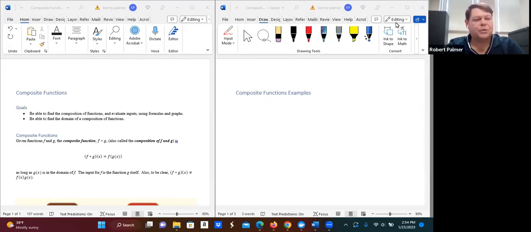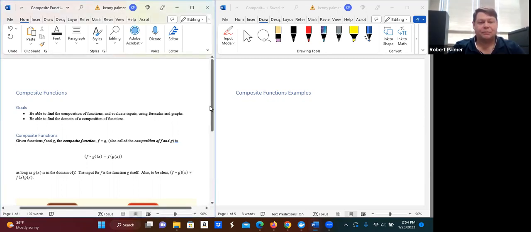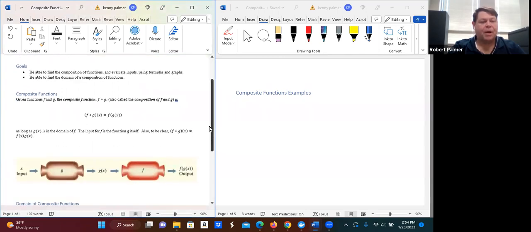Hello. Today we're going to talk about composite functions, sometimes called functions of composition. Our goal is to understand what they are, define the composition of functions, evaluate inputs using formulas and graphs, and understand how to find the domain of a composition of functions.